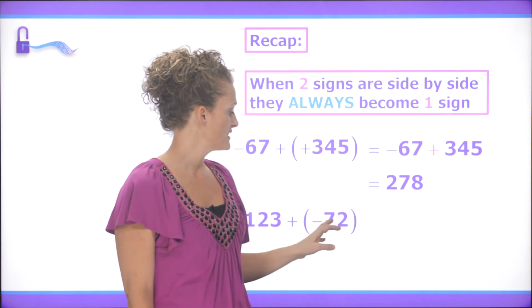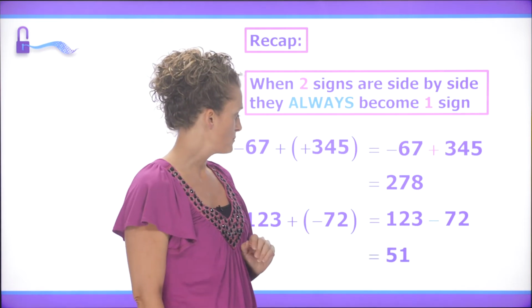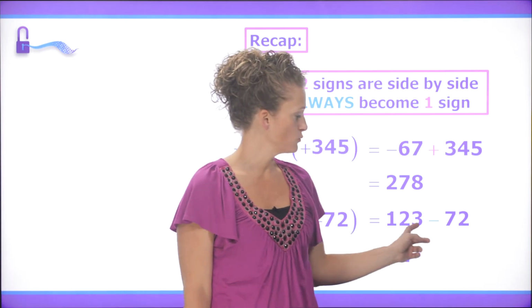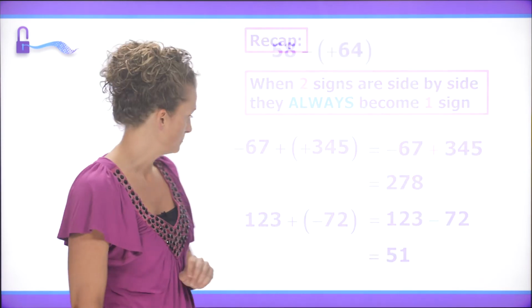123 plus negative 72. We have different signs. We have a plus and a minus, so that becomes 123 minus 72, which gives us 51.